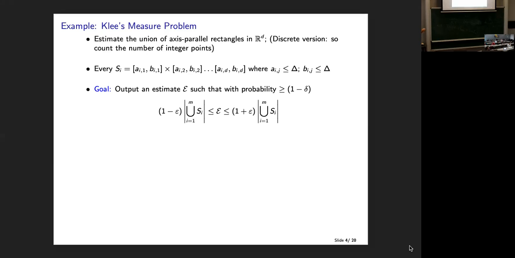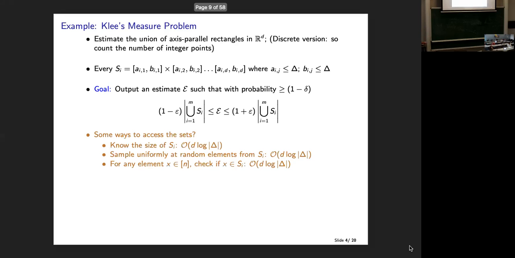Okay. So note that while a set can be specified in only d times the log of delta amount of space, the total number of points in each set is exponential in d. So how are the sets given? Okay, we understand. How are the sets accessed?